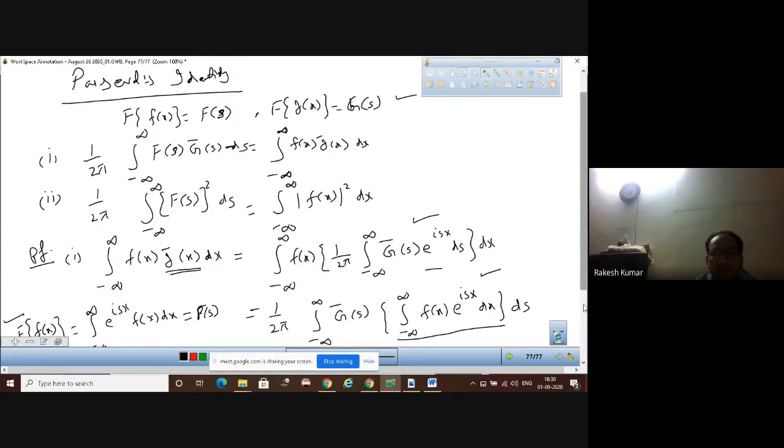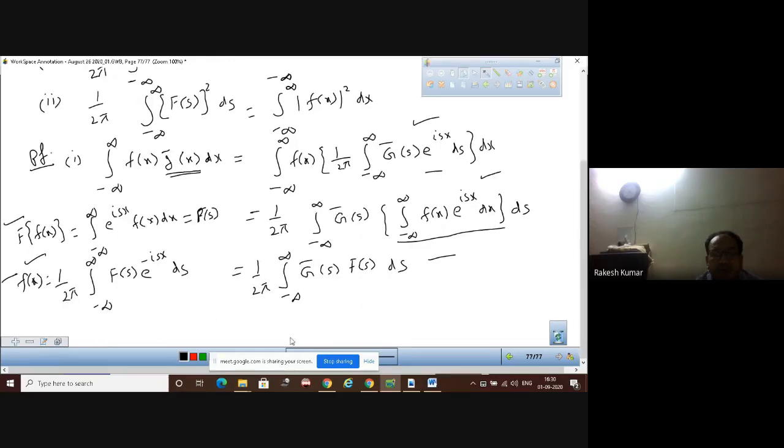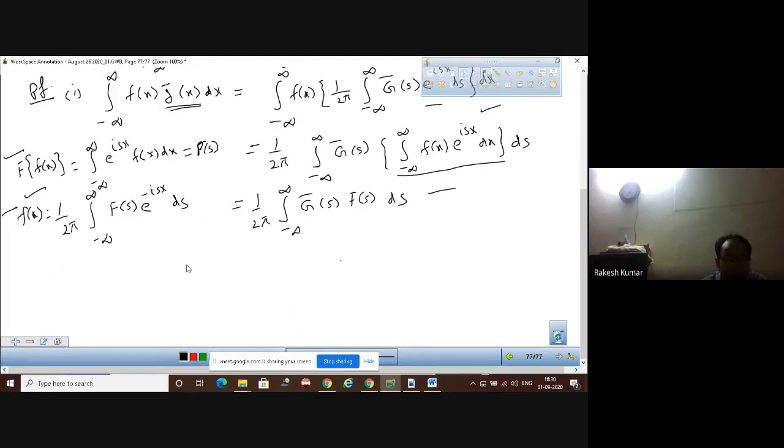Now we can prove the second part also. Proving the second part, we take g of x equal to f of x in this formula. And what will come out to be is 1 upon 2 pi, integral from minus infinity to infinity of f of s, and now this is g bar s.